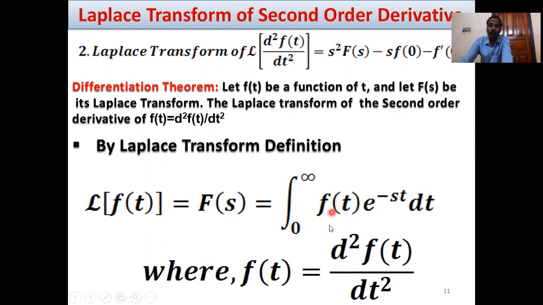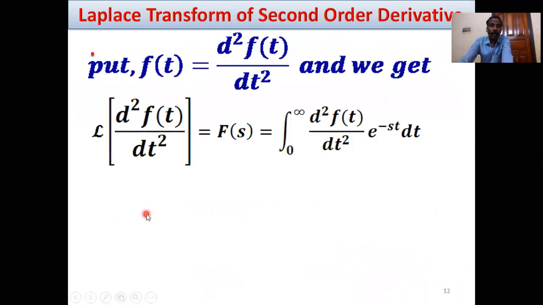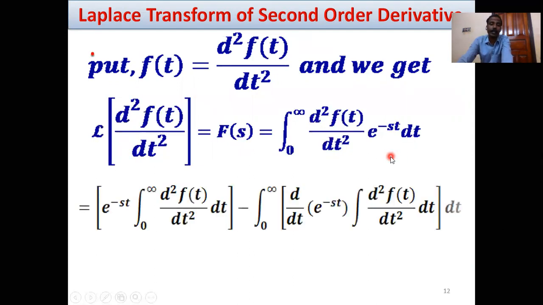So put here f of t equals to d2f by dt2. This is the form. Laplace transform of d2f by dt2 equals to integral 0 to infinity d2f by dt2 e to the power minus st dt.